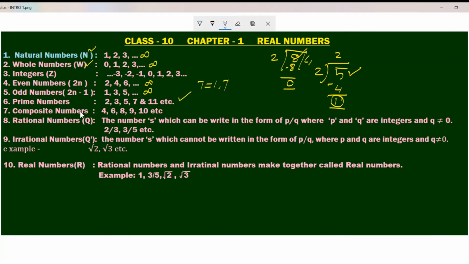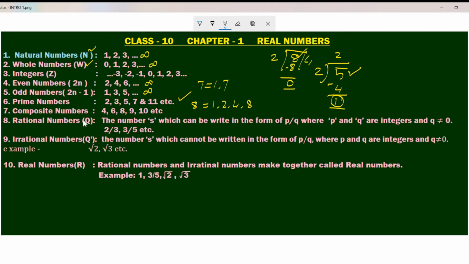Next is composite number. The number which has 3 or more than 3 factors, we can call it a composite number. For example, we'll take 8. What are the factors of 8? 1, 2, 4, 8. There are 4 factors, isn't it? So 8 is a composite number.